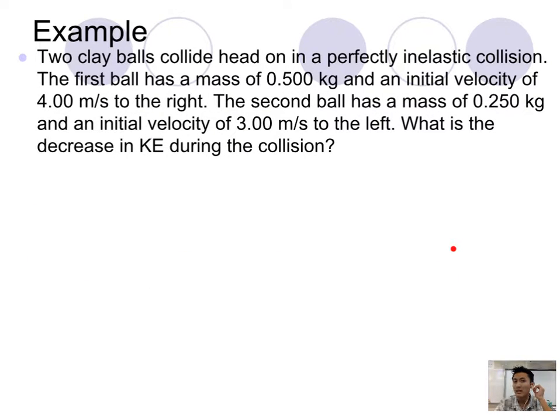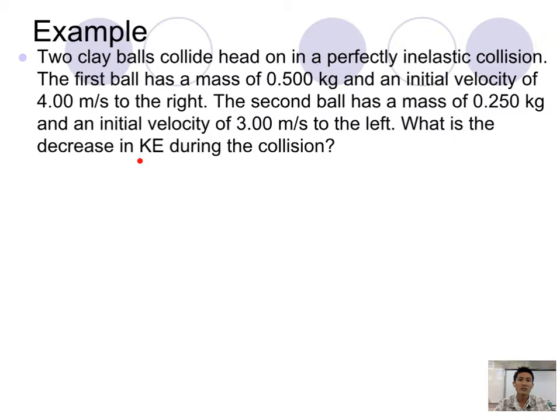Let's say we have two clay balls that collide. The first ball has a mass of 0.5 kilograms and an initial velocity of 4 meters per second to the right, positive. The second ball has a mass of 0.25 kilograms and an initial velocity of negative 3 meters per second to the left. And we want to find the decrease in kinetic energy.